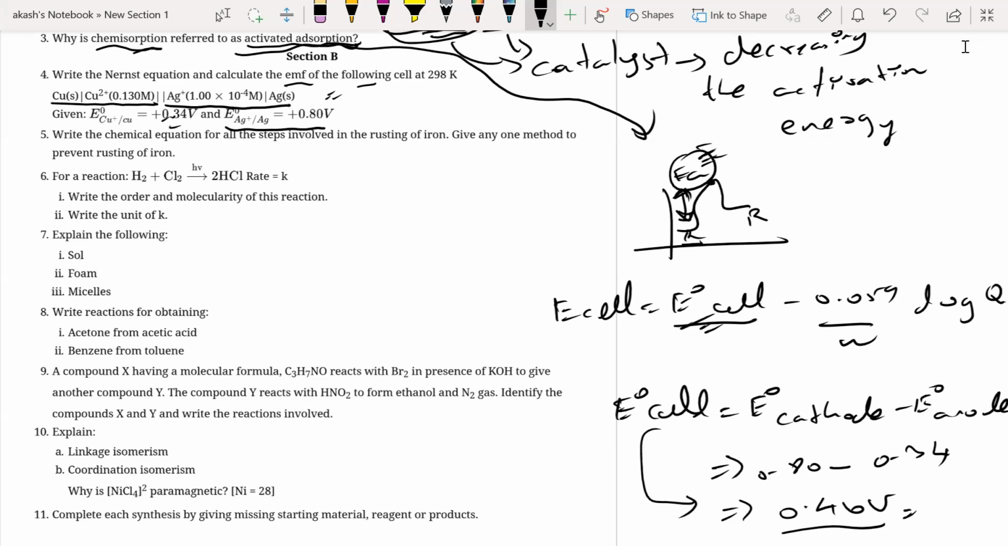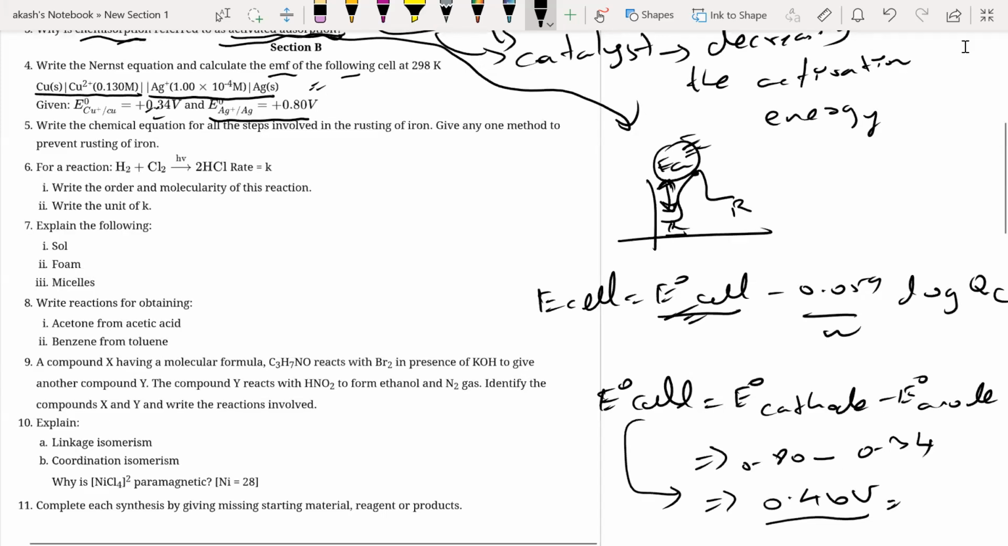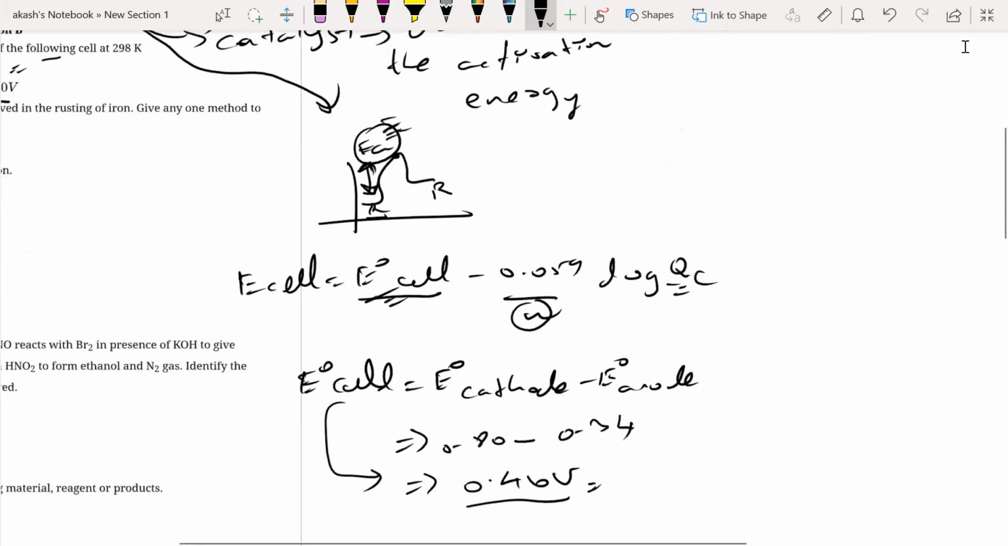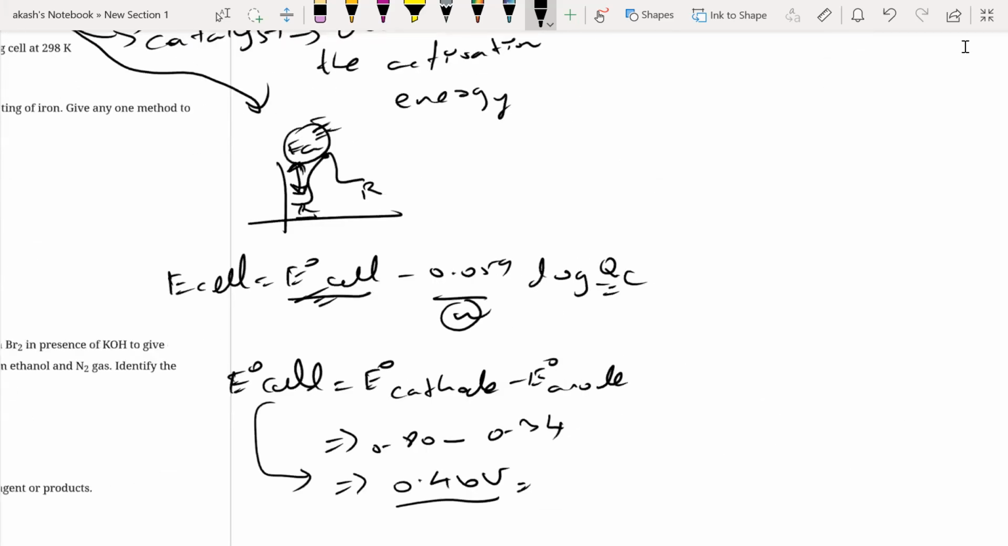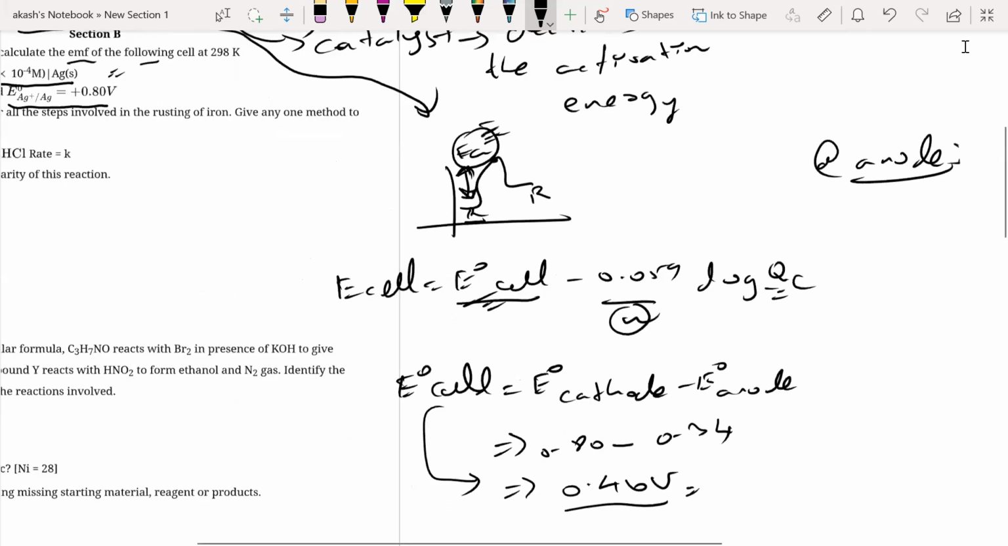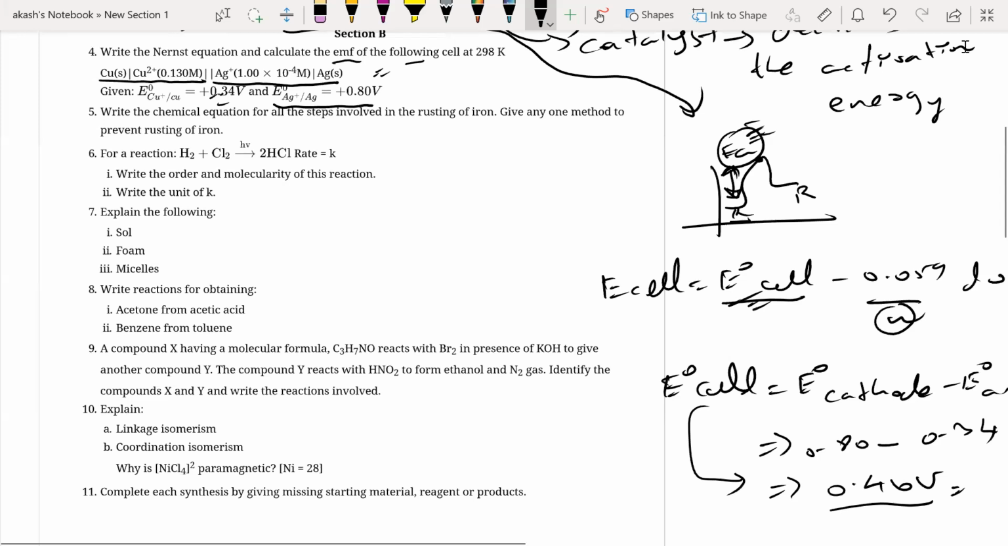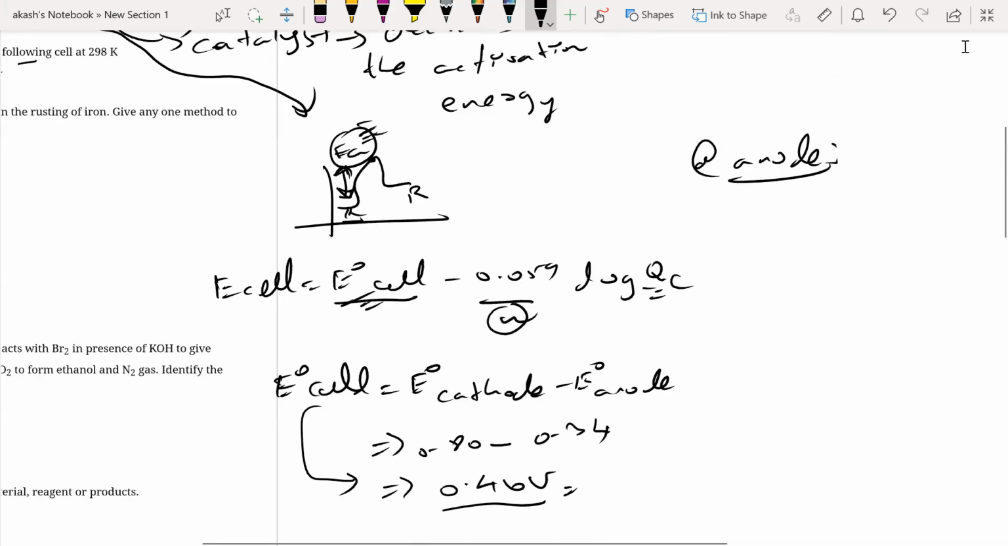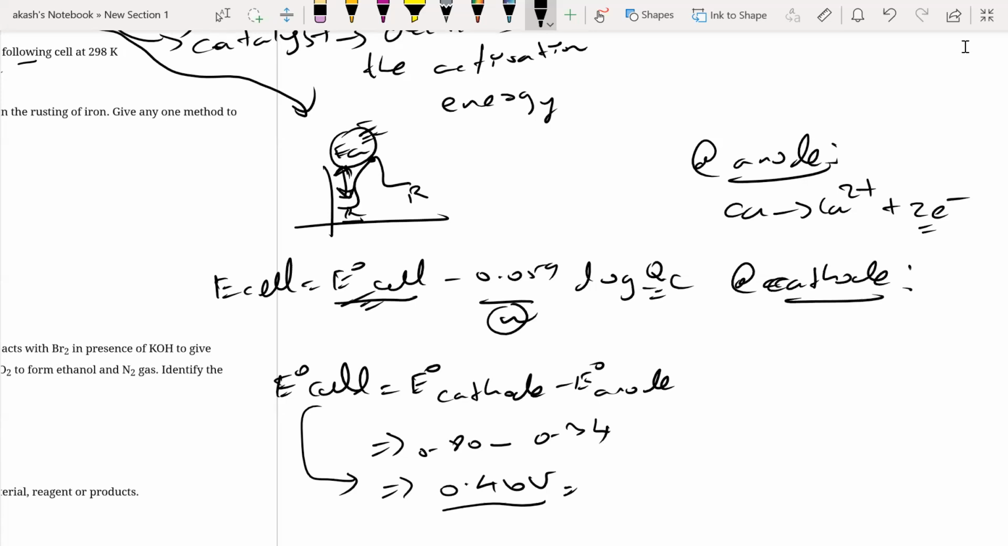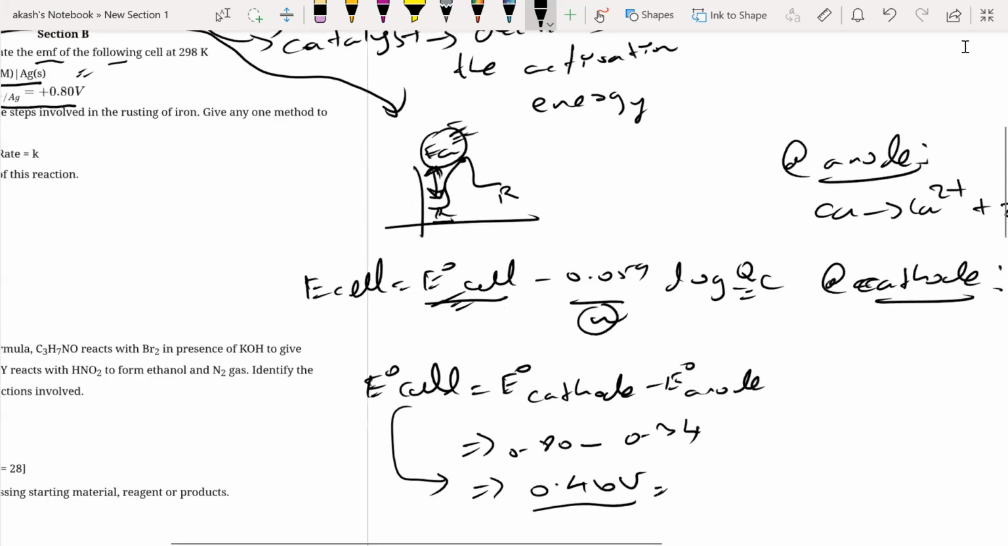Now next, we have to calculate the n value and the Qc value separately. For that, we need to go for the reactions first. What is happening at the anode? We understand that copper is becoming copper 2+, by removing 2 electrons. Now at the cathode, what is happening? At the cathode, we understand that Ag plus is becoming Ag. That's what is happening, right?